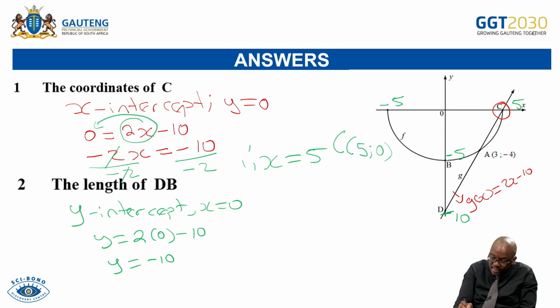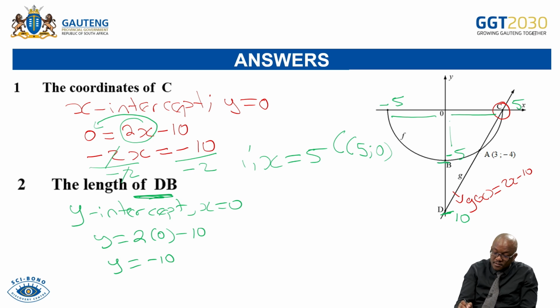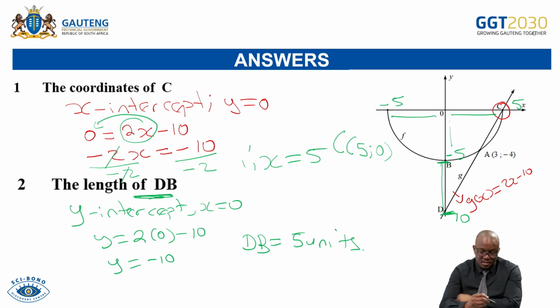But for B, we know that is minus 5 because of the radius there. Then the length of BD, you can see that from negative 5 to negative 10 is 5 units. So DB is 5 units, the distance there. It's 5 units. Simple as ABC. You only need to know how to interpret your graphs. Okay.